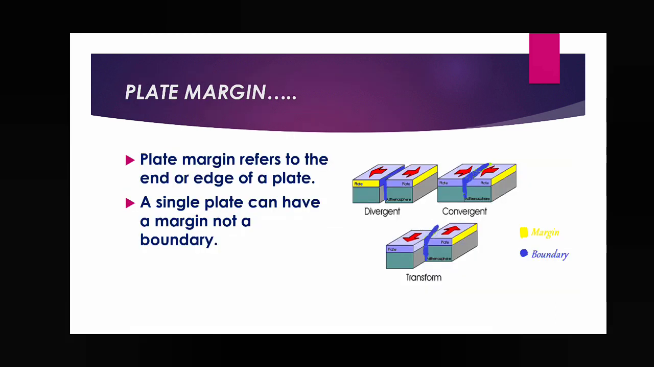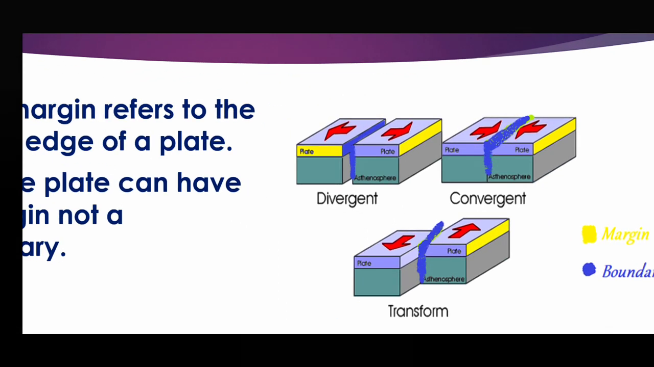Now come to the next, plate margin. So margin and boundary, there is a difference. You may think there is no difference, both are the same, but that is not so. Here you can see in this diagram two colors are given, yellow and blue. This yellow color portion, what is it? It is the end of a plate, the edge of a plate. That's why this yellow portion is called the margin.